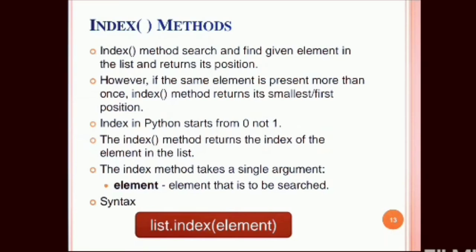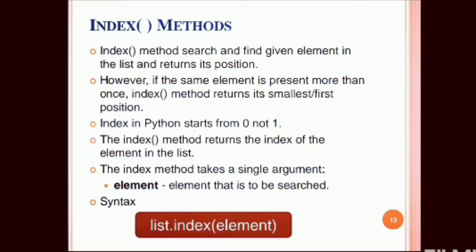There one is index method. The index method searches and finds a given element in the list and returns its position. However, if the same element is present more than once, the index method returns its smallest, first position. Index in Python starts from 0, not 1. The index method returns the index of the element in the list.